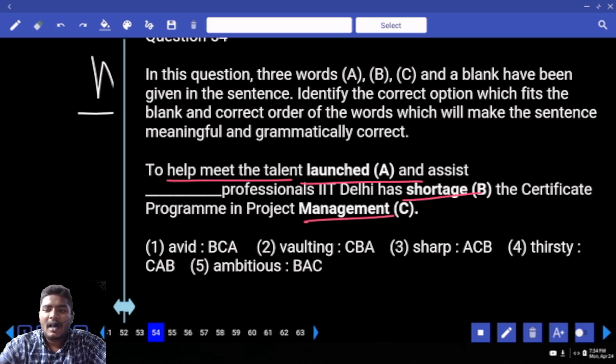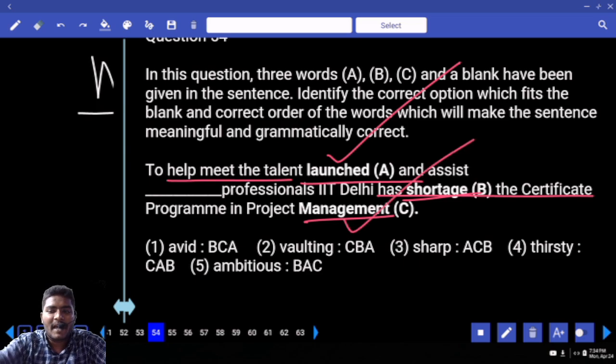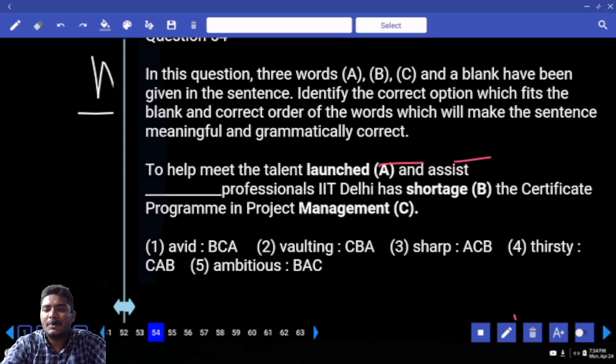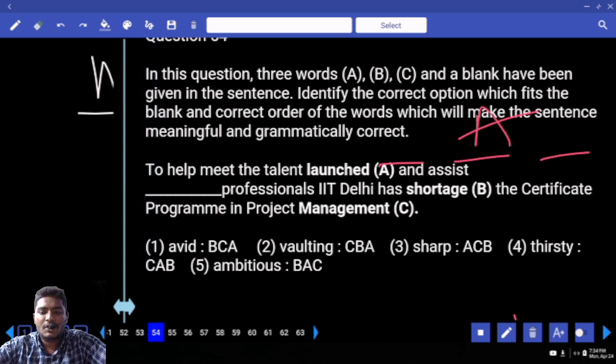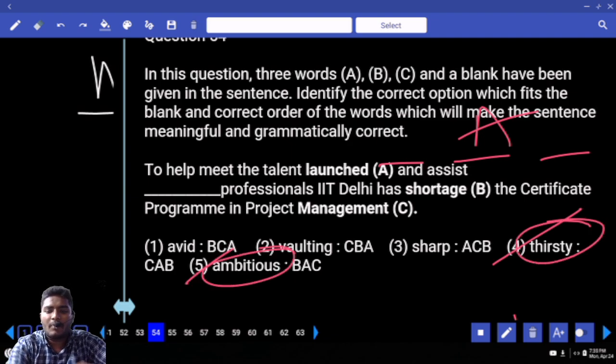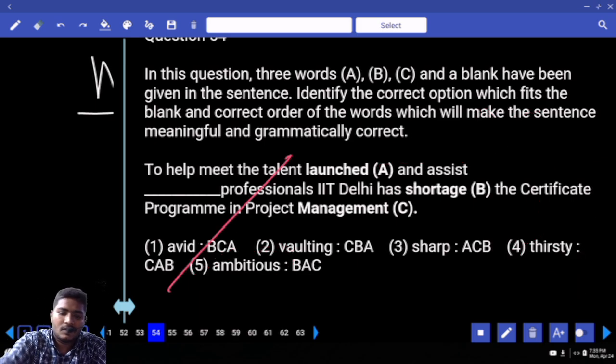IIT Delhi has launched the certificate. Tell me your answer. Has launched. So A must be used in which position? Second position. How many options do we have? Two options. What are they? 4 and 5. Now you can at least get the professional terminology here. Thirsty professionals or ambitious professionals? Ambitious. We cannot use the word thirsty in this case. Your answer can be 5.